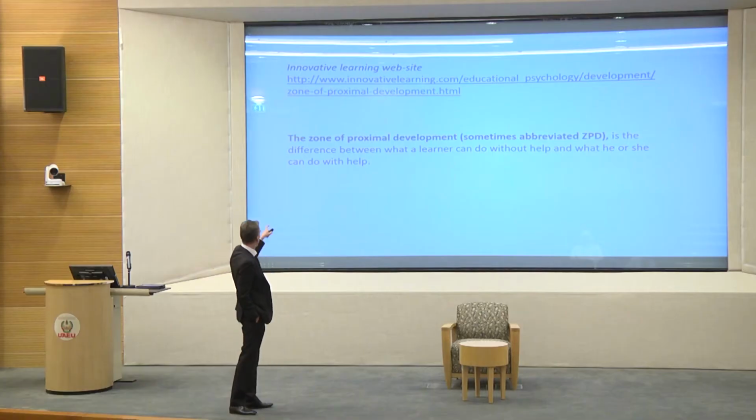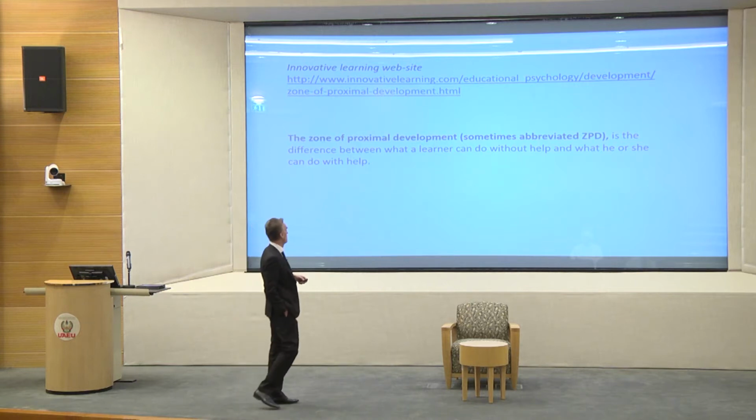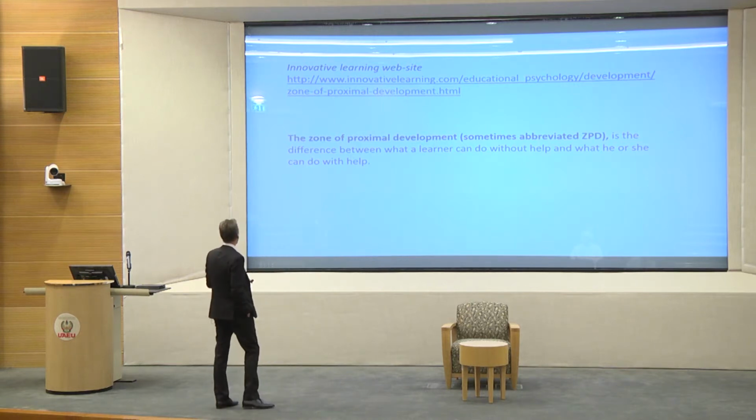This diagnostical method, being understood correctly, will help teachers, parents, educators, psychologists, social workers to have a better understanding of every child, what the child can do and what the child is ready to do. What are fruits of development and what are buds of development? And there is a definition. Zone of proximal development, or ZPD, is the difference between what a learner can do without help and what he or she can do with help.